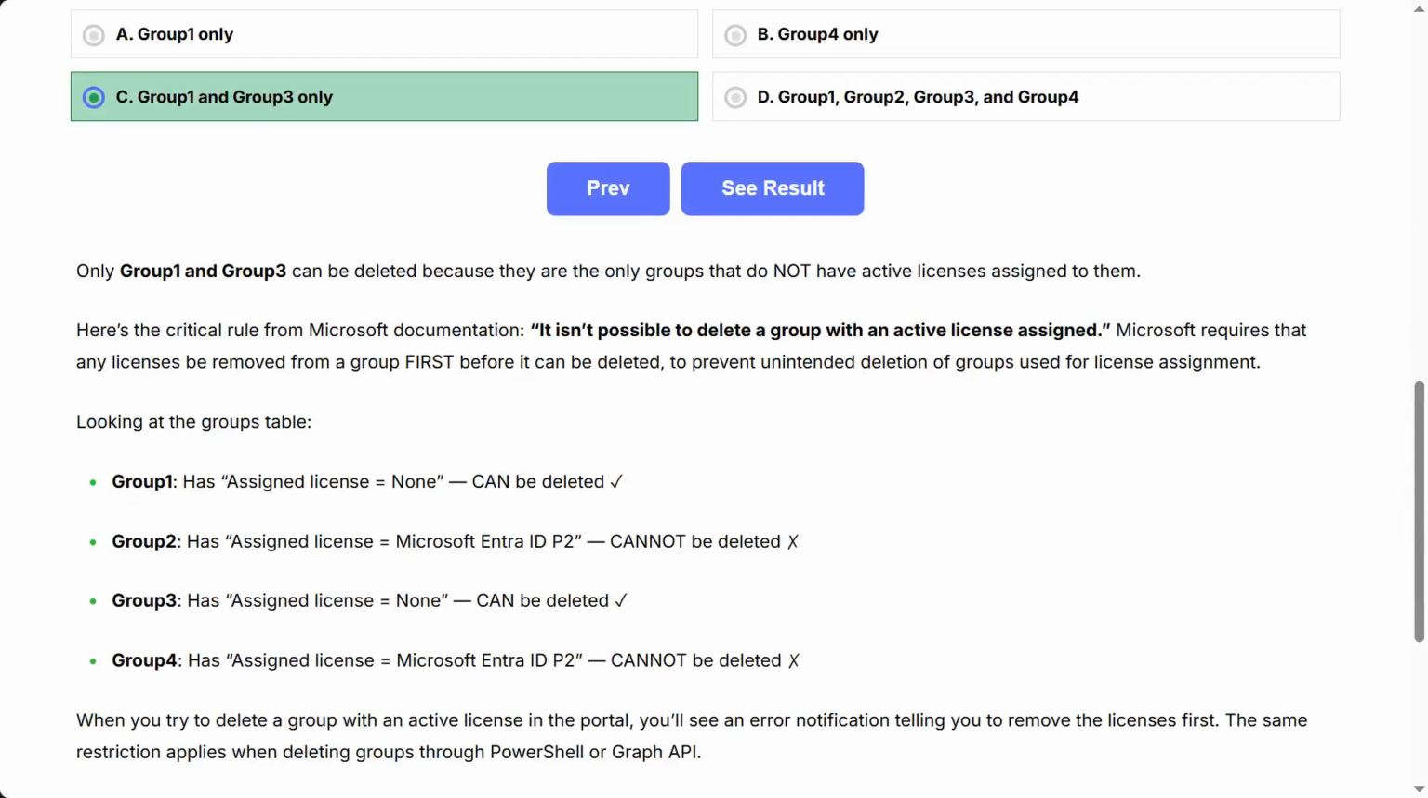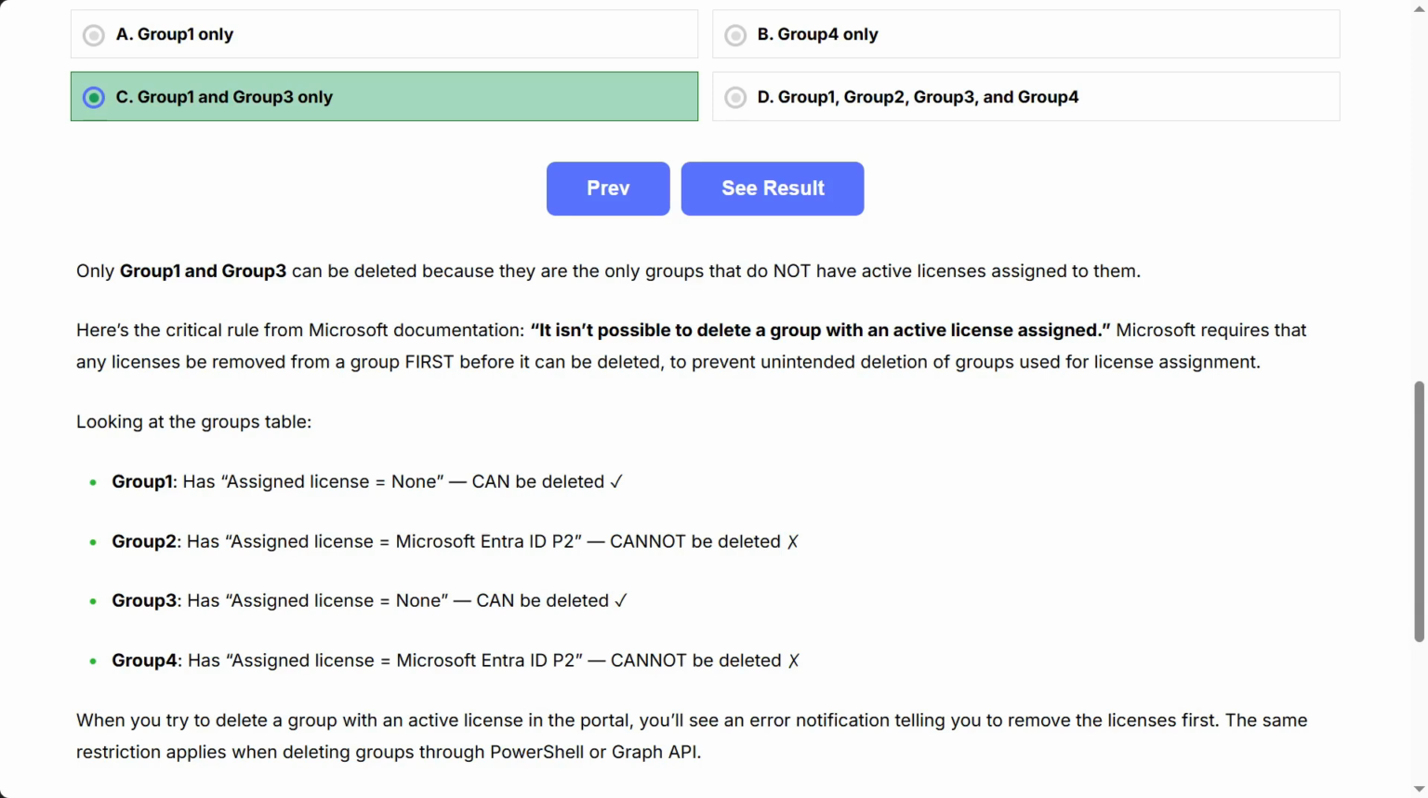Here's the critical rule from Microsoft documentation. It isn't possible to delete a group with an active license assigned. Microsoft requires that any licenses be removed from a group first before it can be deleted to prevent unintended deletion of groups used for license assignment.